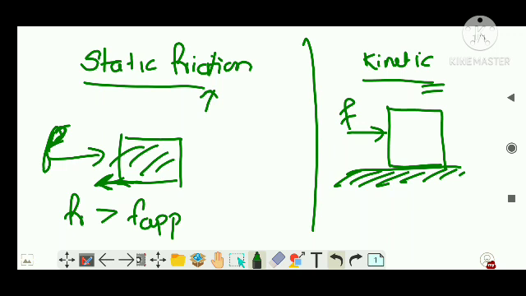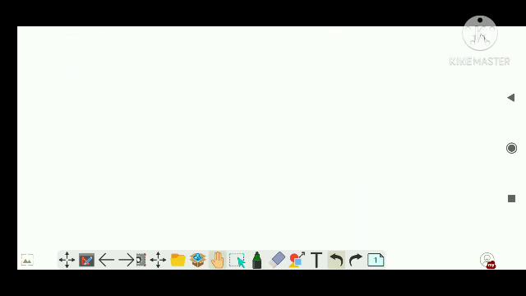Static friction is a little bit difficult, so we'll talk about kinetic friction in detail first, then we'll move on to static friction. When I talk about kinetic friction, it is represented as Fk. It happens when there is a relative motion.